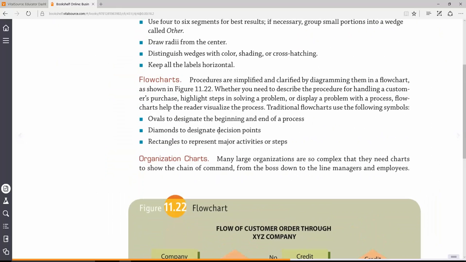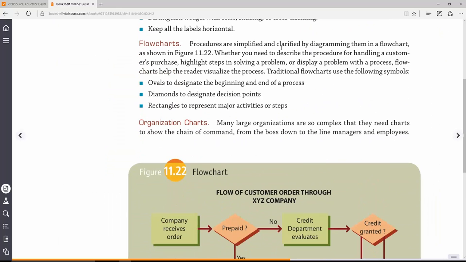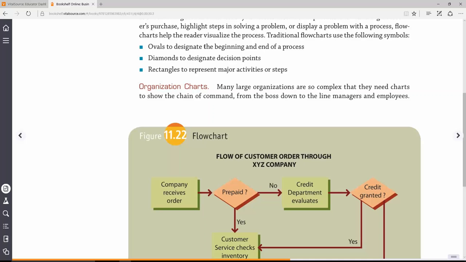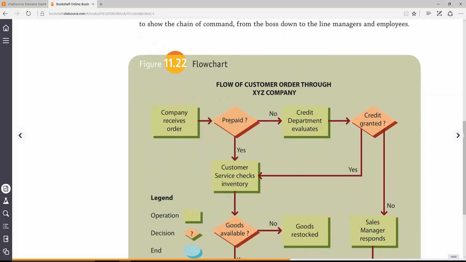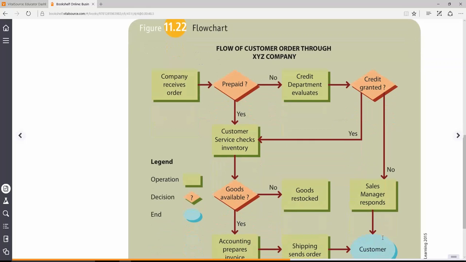Flow charts. Our procedures are simplified and clarified. Okay. Ovals designate the beginning and the end. Diamonds designate decisions, and rectangles represent major activities. So the company receives the order. Is it prepaid or not? If it's prepaid, it comes down here. If it doesn't, it goes to the credit department. If credit is granted, then it comes down here and goes to customer service. If it's not, the sales manager has to respond.